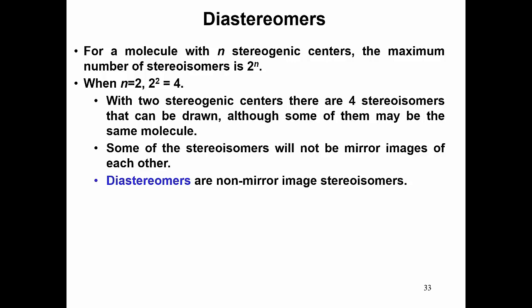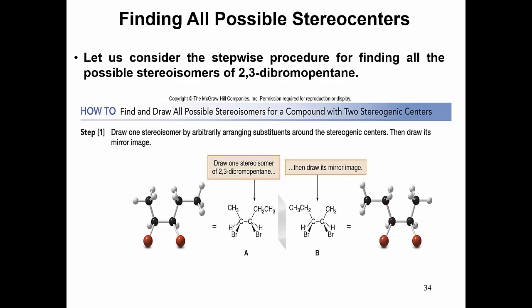Okay, when you have two stereogenic centers, things start to increase exponentially. That is, four different stereoisomers can be drawn from a molecule that has just two stereogenic centers. Some are not going to be mirror images. So the formal definition of a diastereomer is a non-mirror image stereoisomer. All right, let's look at some examples.